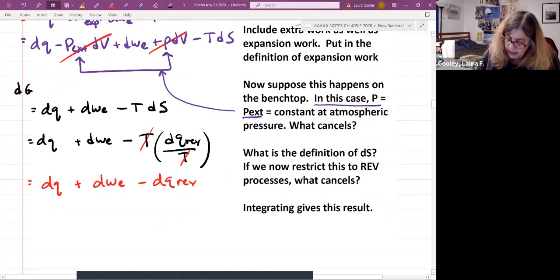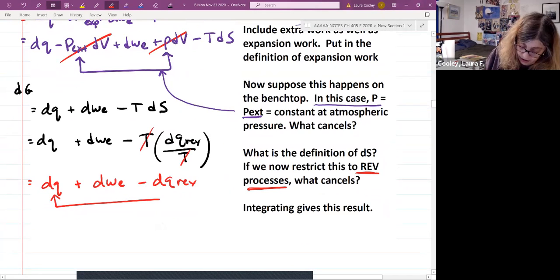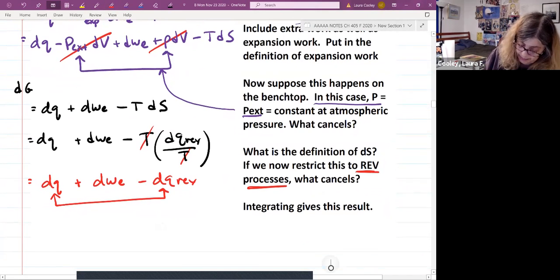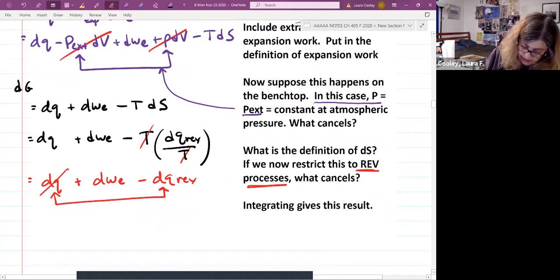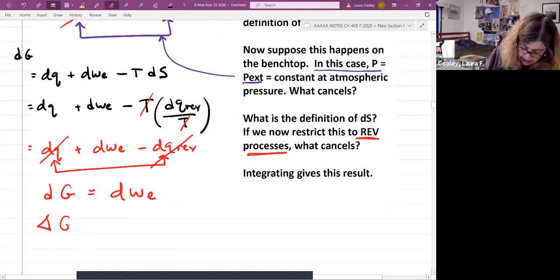So if we now say that we're dealing with a reversible process, this is a very real constraint. If this reaction or whatever it is is reversible, then I get to cancel these two. And I end up with dG equals dWe, or delta G is equal to the extra work.